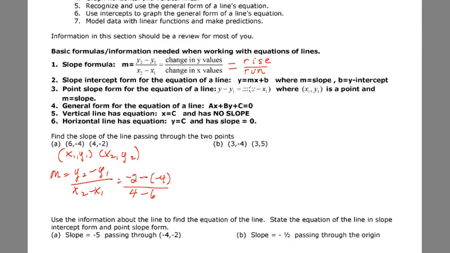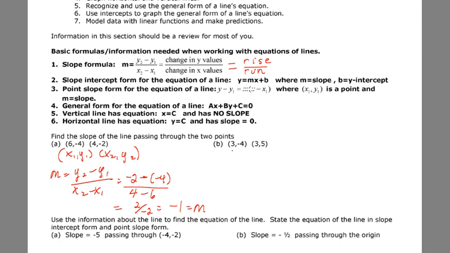So setting up those values, y2, which is negative 2, minus y1, which is negative 4, just subtract the y's, over x2 minus x1. And so let's do the arithmetic here. We'll get negative 2 plus 4, which will give us 2, and 4 minus 6, which is negative 2, so the slope is negative 1. So there's our slope, m equals negative 1.